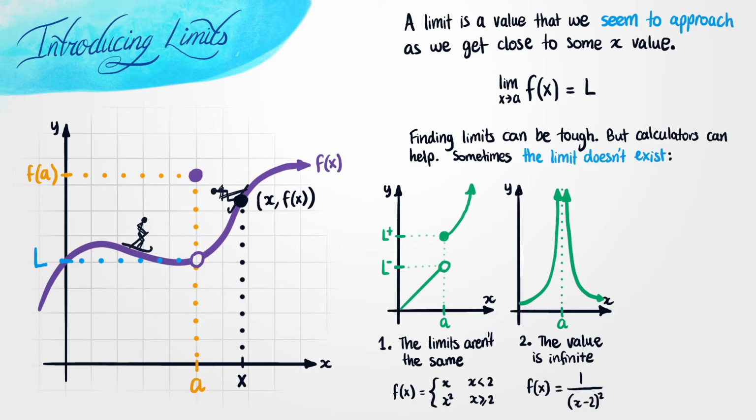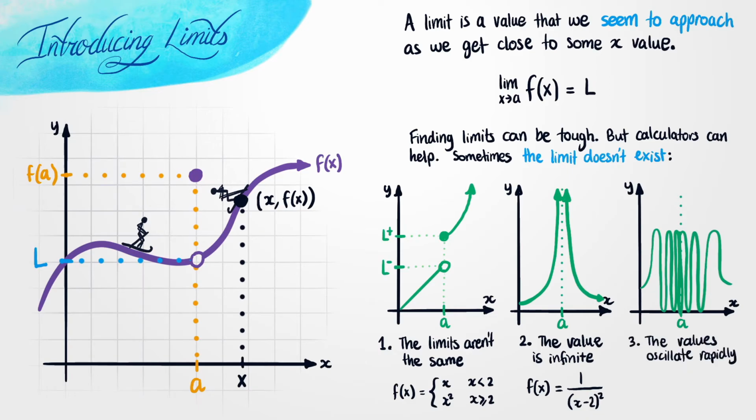And now there's actually one final situation where limits don't exist, and that's when the values oscillate really rapidly. So as you can see with this function, as we get closer to a, the values start to go up and down really quickly. Now whenever this happens, the limit is also not defined, although admittedly this is a bit of an exotic condition. However, there are some functions that display this behavior.